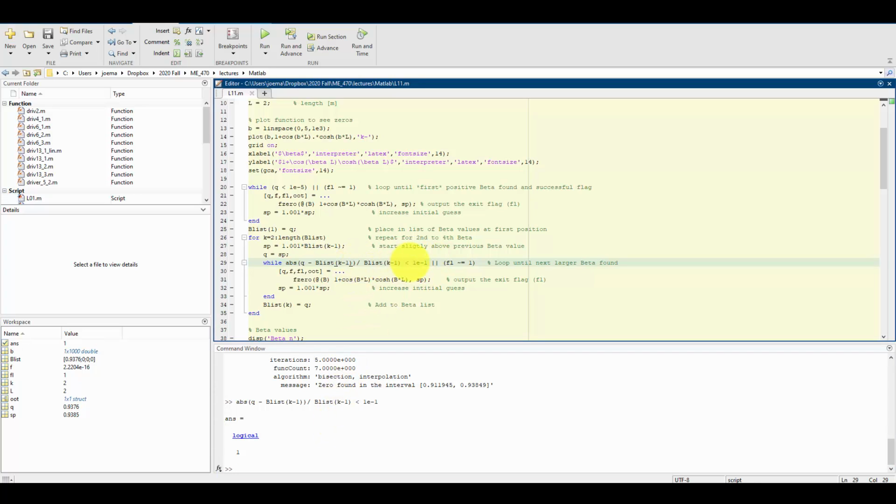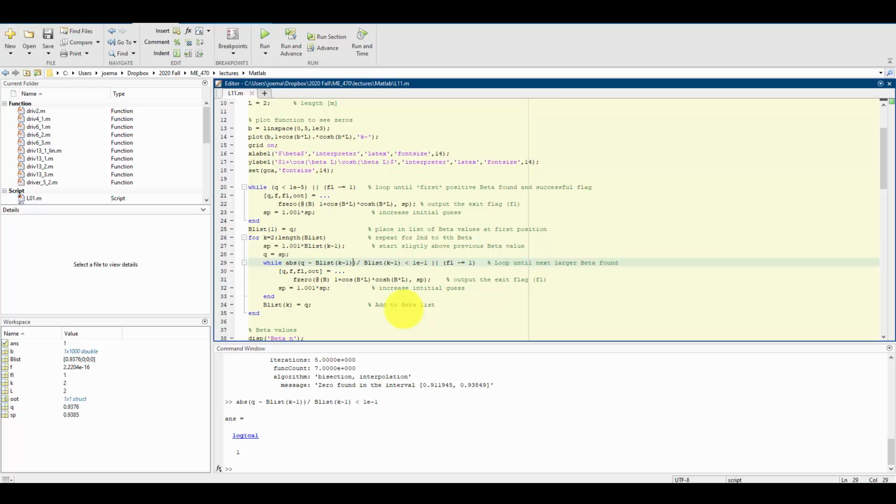Right, so it is less than 10%. I am considering that then equal to my previous beta value. So here's the tricky part: because fzero is doing this numerically, I'm not going to find exactly the same root a second time. It might be the same to 8 decimal places, and then in the 9th, it's just a little bit different.